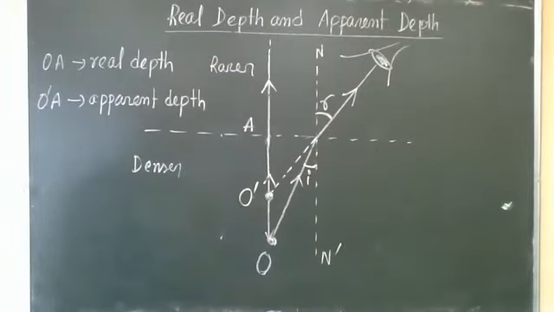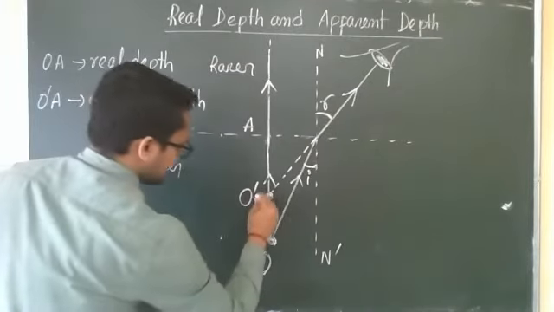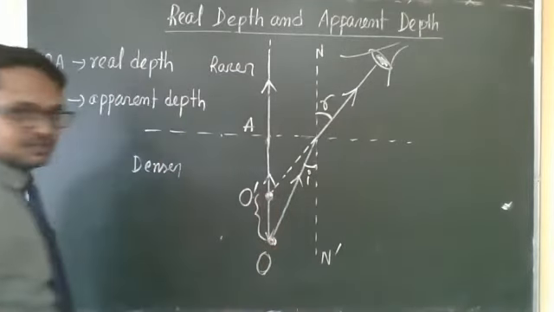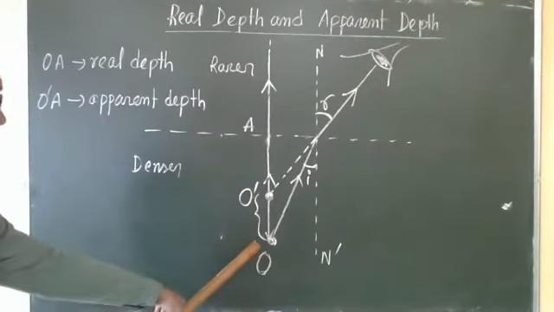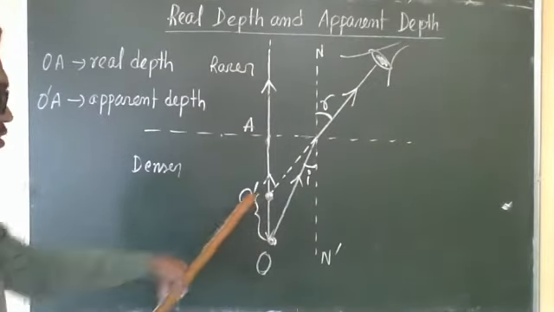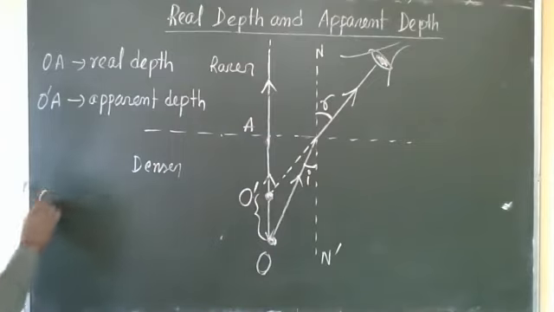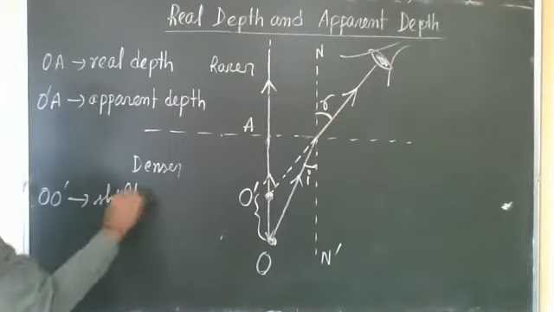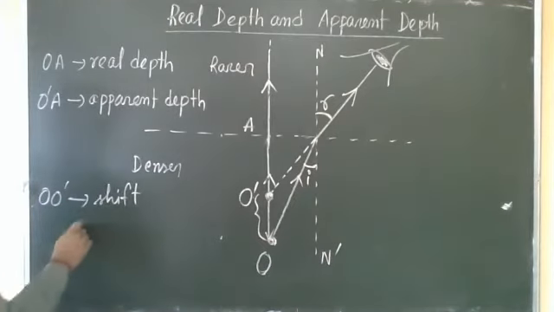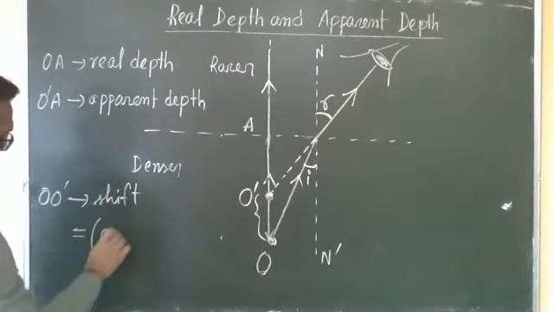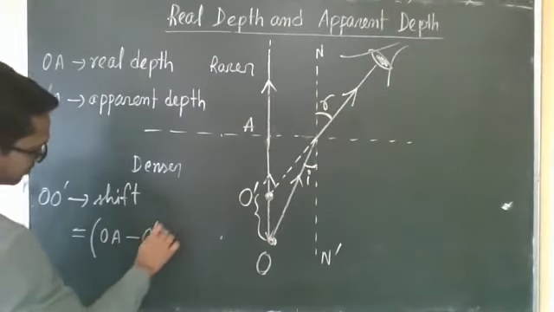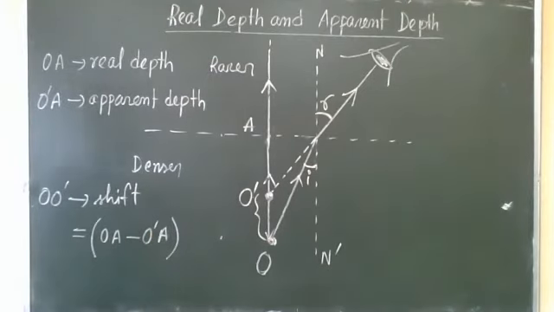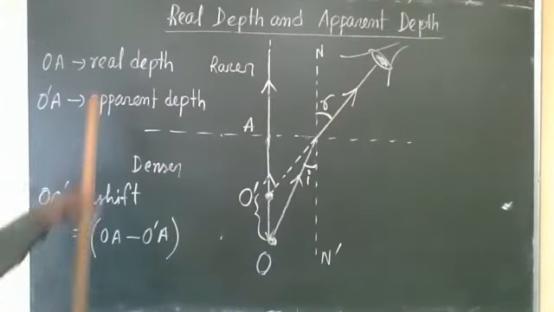Now what is the shift? This is the shift of the real object. The object is shifting from O to O prime. So OO prime is called the shift. Now shift equals what? Shift equals OA minus O prime A. So these three things we need.